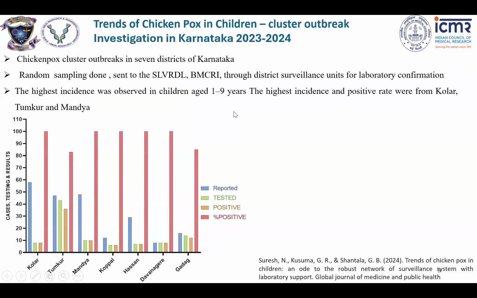VRDL lab was instrumental in confirming cluster outbreaks of varicella zoster in the year 23-24, where random sampling was done from suspected cases and referred to VRDL for IgM ELISA testing. Out of the samples that we received, the positivity rates ranged from 80 to 90% by IgM ELISA.